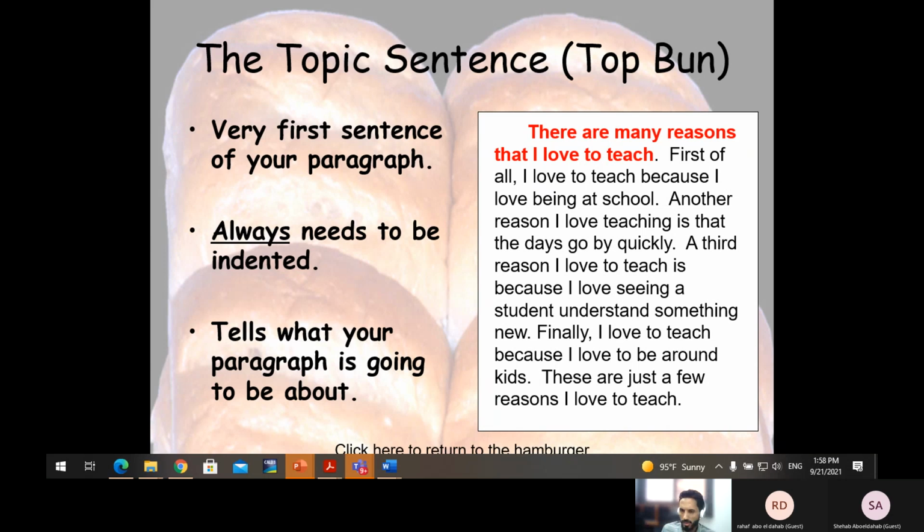Okay, what is the third supporting sentence? A third reason I love to teach is because I love seeing a student understand something new. And then the closing sentence. This is the bottom line. You have to end any paragraph.